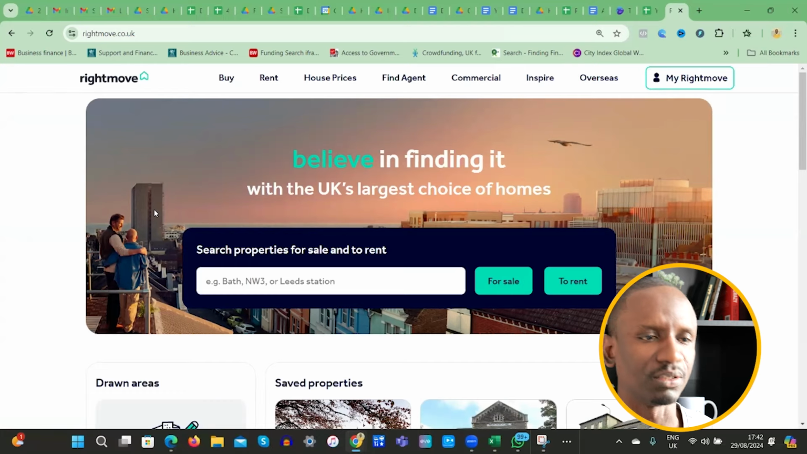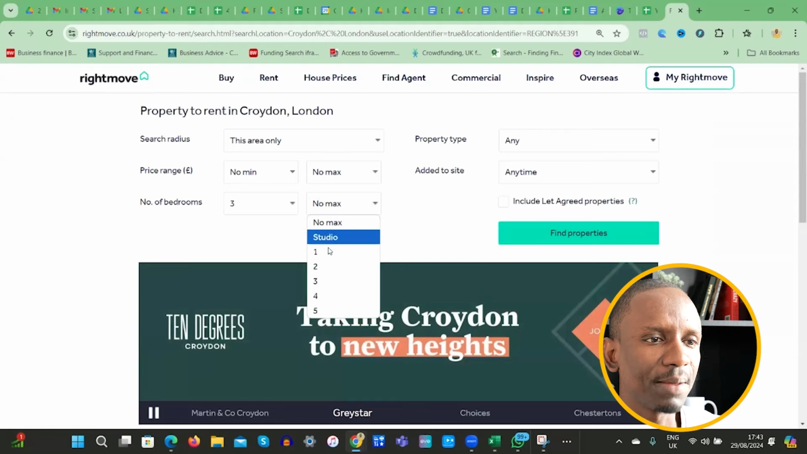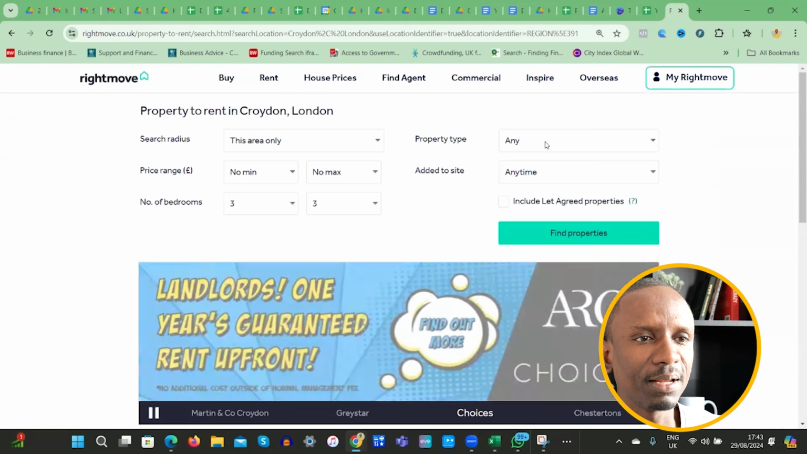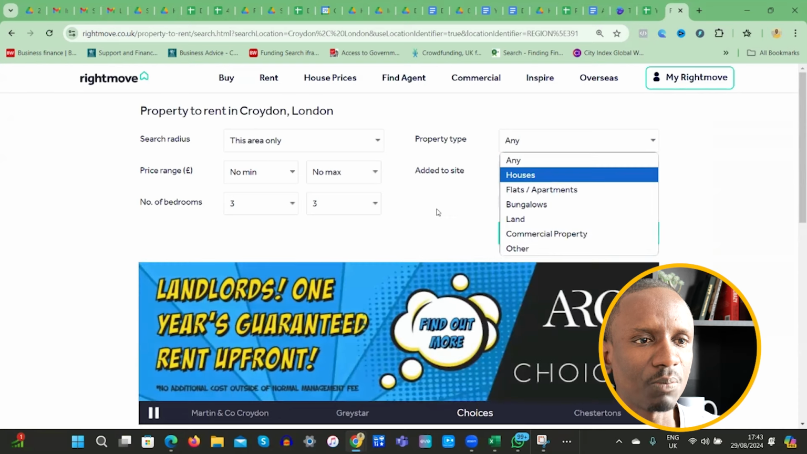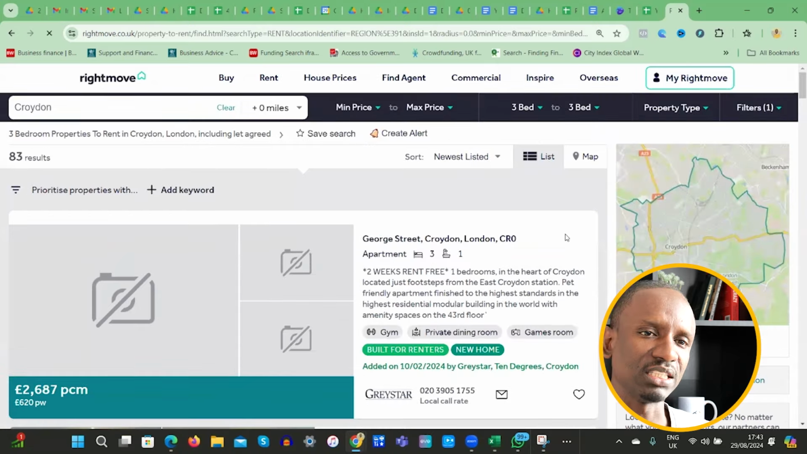Let's look at Croydon, for example. I love Croydon. I'm being a bit biased here because I grew up in Croydon, okay? So let's do Croydon. Let's say 3-bedroom, maximum three bedroom. We're not going to select the type of property. We're going to include let agreed. So we're going to then get this result page.